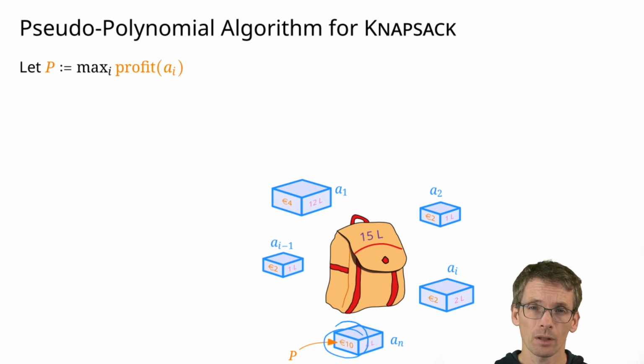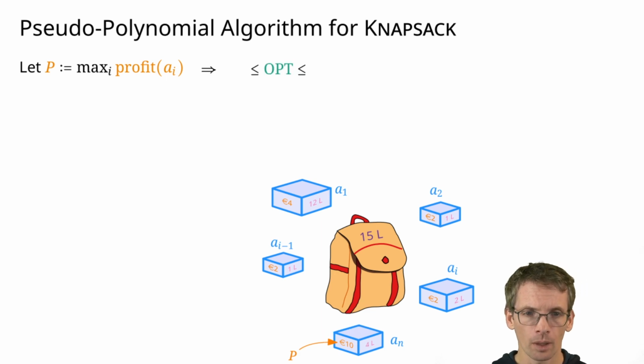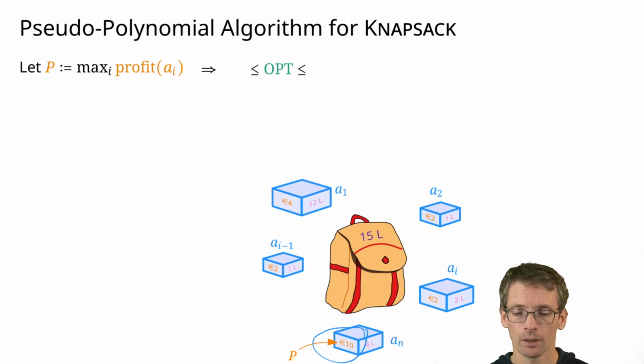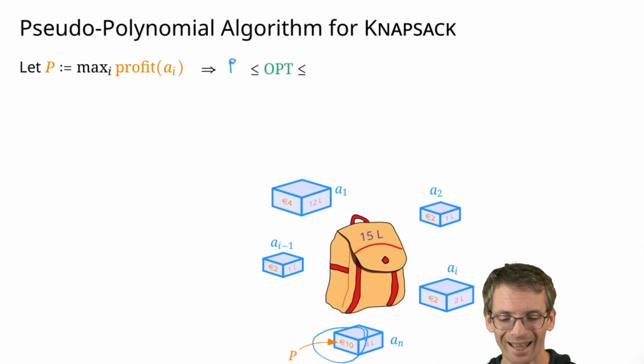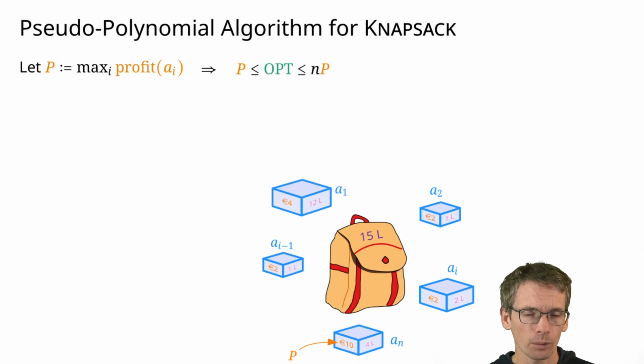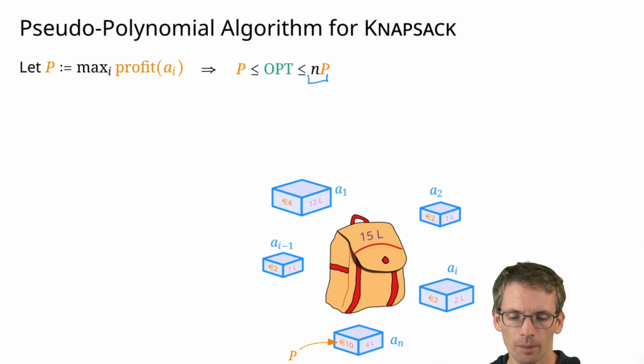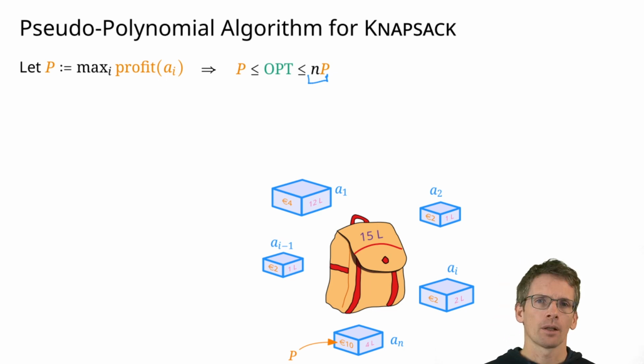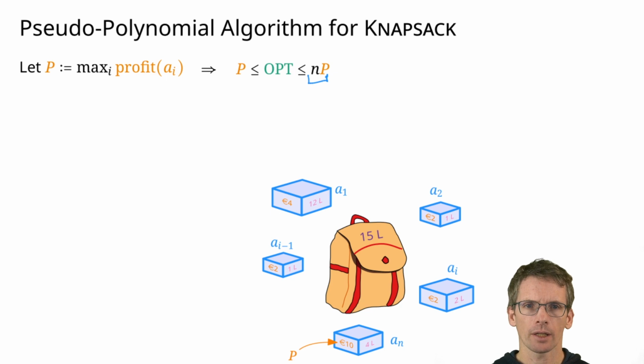The first observation that we can make is that the optimum solution for a Knapsack problem we can bound from above and below. From below, we can bound it by p, because packing this object is a valid choice. We assume that we only have objects that we could actually pack. So p is a lower bound here. On the other hand, as an upper bound, since we only have n objects and the maximum profit is p, we get n times p. Of course, we could get a tighter upper bound by taking the sum of all of the profits, but n times p is simply a nice short expression. So now we are on our way to designing a dynamic program.